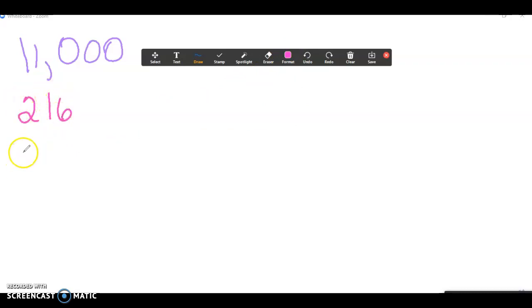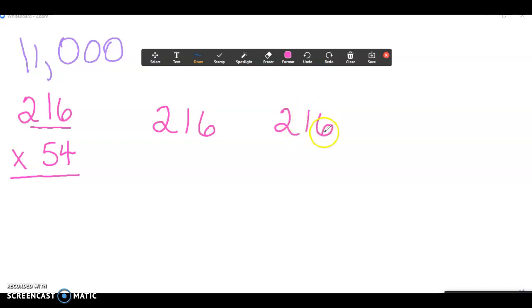So remember, it's 216 times 54. We're keeping the 216 because that is our 3-digit number. I don't want to do 3 separate problems. I only want to do 2. So in order to just do 2 problems, I'm going to keep the 216. Now, I need to take 54 and break that into its place value. So that would be a 50 plus 4.